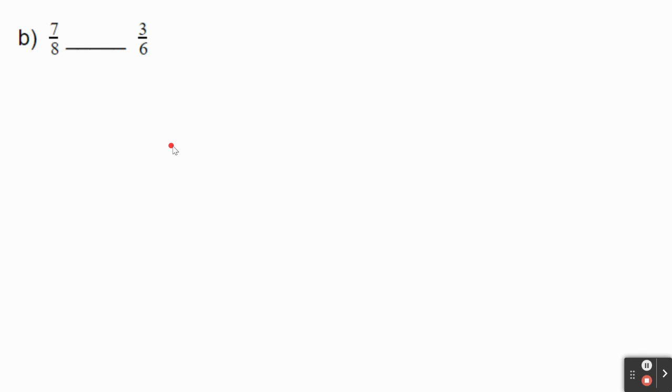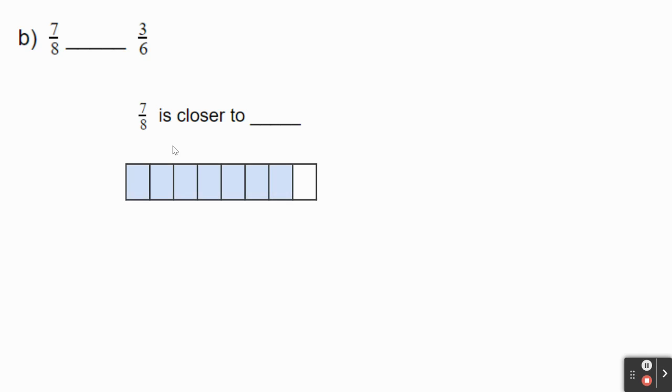Now let's try 7/8 and 3/6. 7/8 is closer to which benchmark fraction? Well, if we have our visual model, we'll have 8 parts and 7 of them shaded. If we look here, we only need to shade one more part to shade the whole thing. So 7/8 is very close to 1 whole.